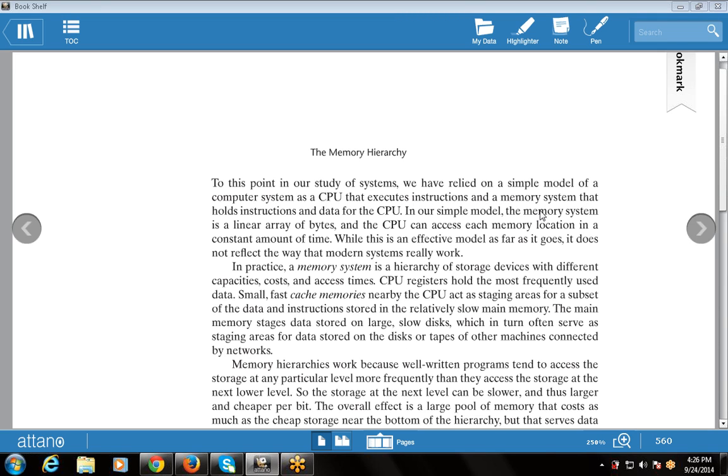In our simple model, the memory system is a linear array of bytes, that is a sequential array in which we can store the bytes in a linear fashion. And the CPU can access each memory location in a constant amount of time. While this is an effective model as far as it goes, it does not reflect the way that modern systems really work.